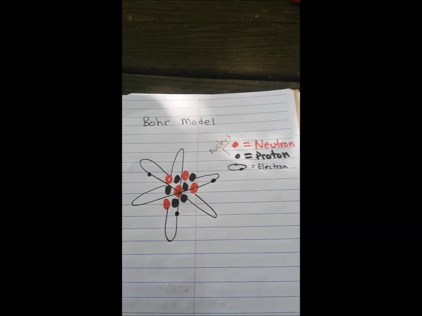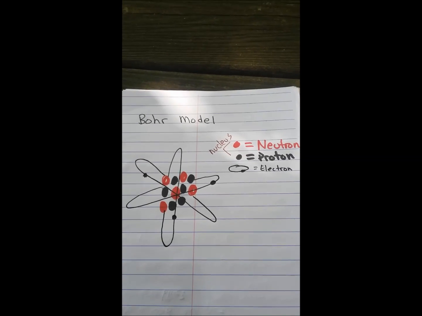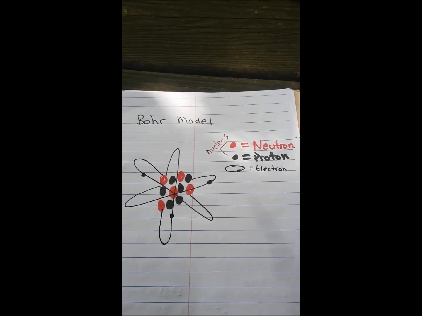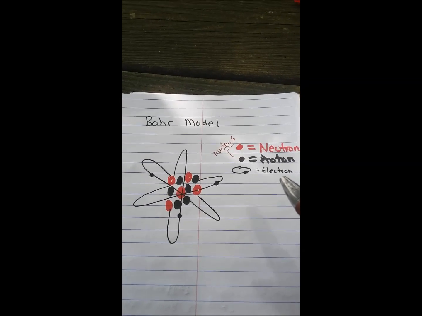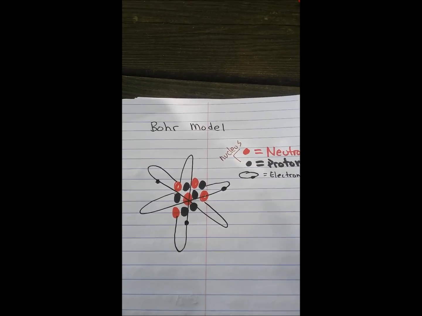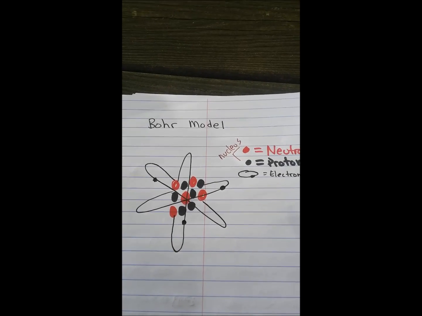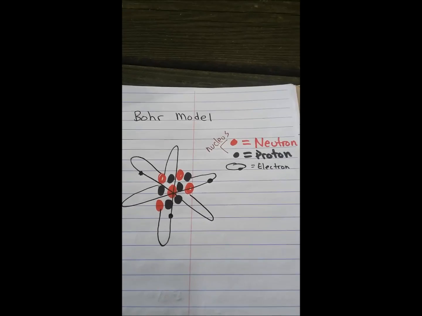So anywho, we will be able to calculate the number of protons, the number of neutrons, and the number of electrons of each specific element on the periodic table. That lesson will show up at a later date.